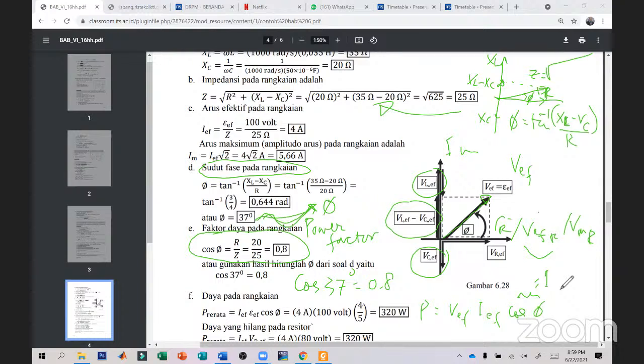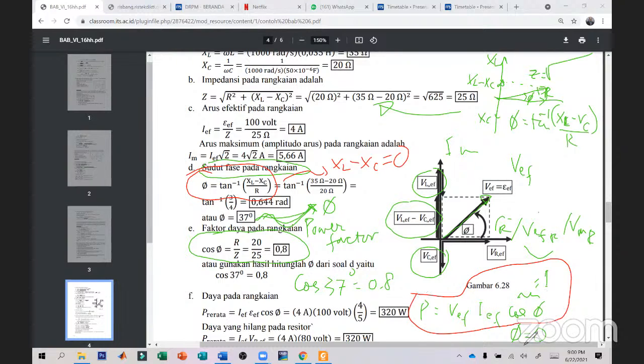How to adjust cos phi equals 1? So cos phi equals 1 means phi must be 0. From this expression, phi can be 0 only if XL minus XC equals 0. Ya kan? Ini bisa dicapai. Ya, jadi daya maksimum itu bisa tercapai jika cos phi sama dengan 1.